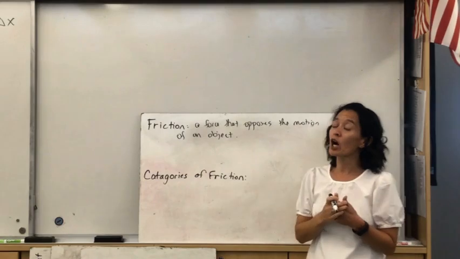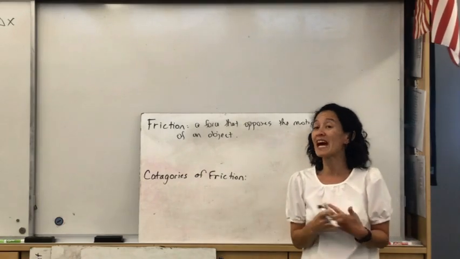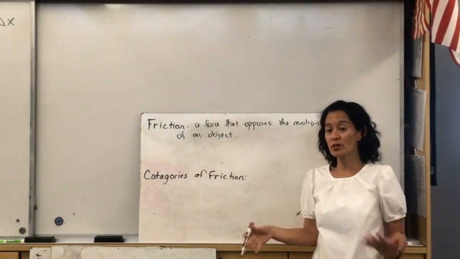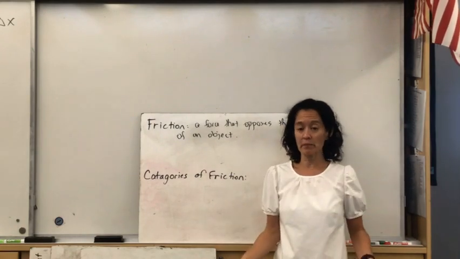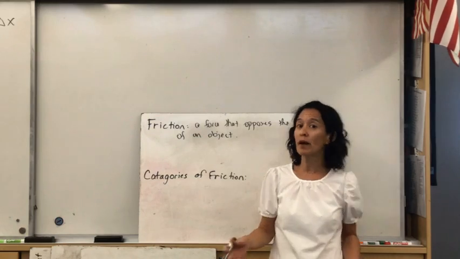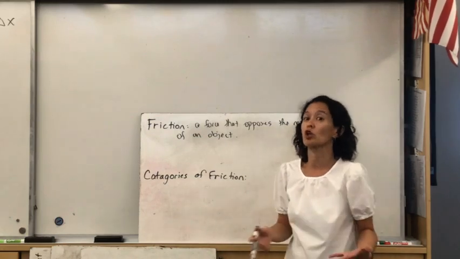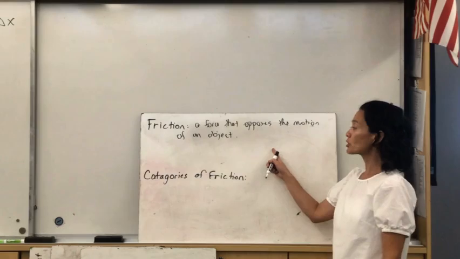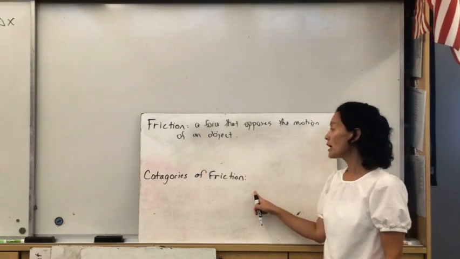And this has to be like the object is either moving or it is attempting to move. So right now, if I'm just standing here and I'm not trying to move at all, there's no friction acting on me. I either have to be in the process of moving or trying to start moving. Okay? And within friction, there's actually two categories of friction that we're gonna see.